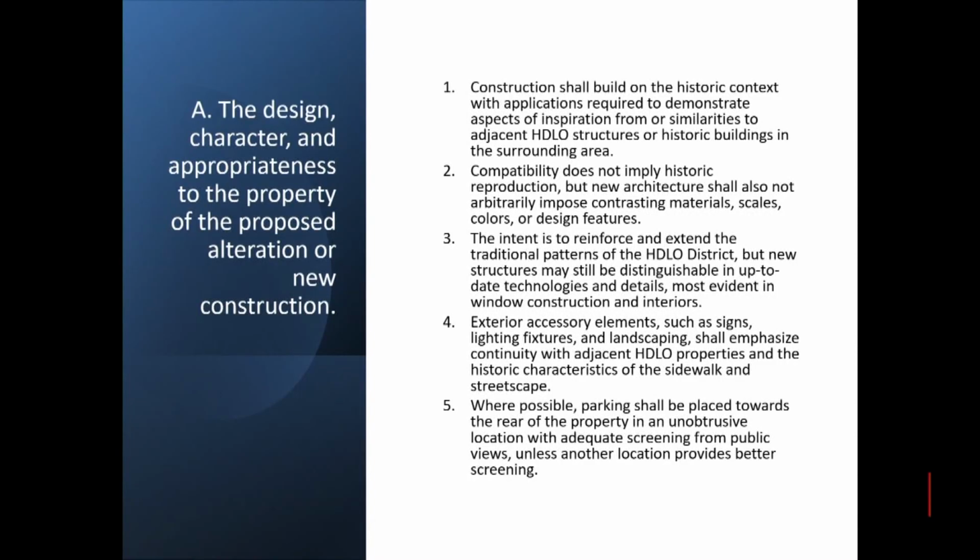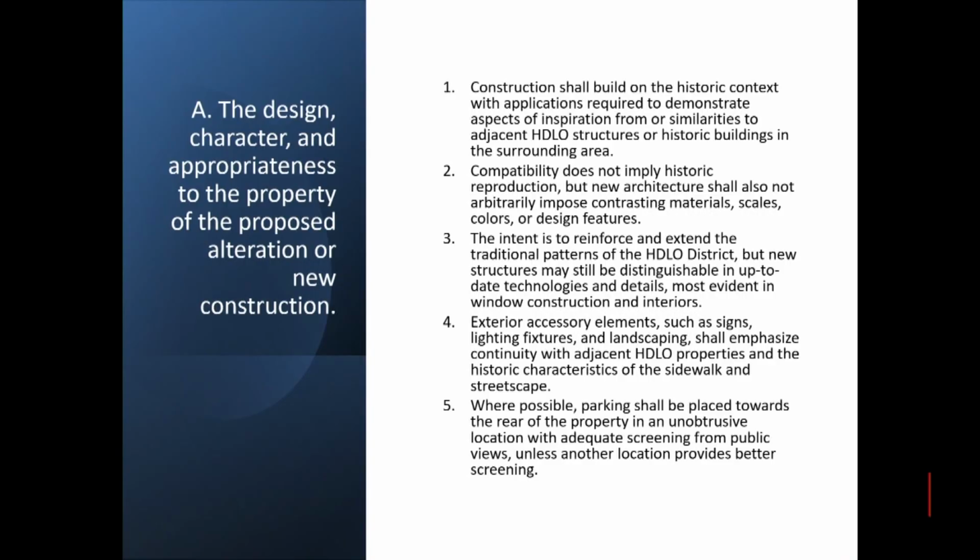Yeah, so first category A. There's A, B, and C, so we'll go through each one of these. So A is looking at the design, character, and appropriateness of the property, and to the property of the proposed alterations or new construction. Construction shall build on the historic context, with applications required to demonstrate aspects of inspiration from similarities to adjacent HDLO structures or historic buildings in the surrounding area. So we should see images and photos within these presentations saying this is what we've tried to mimic with this roof style or this window style if we're seeing new construction.